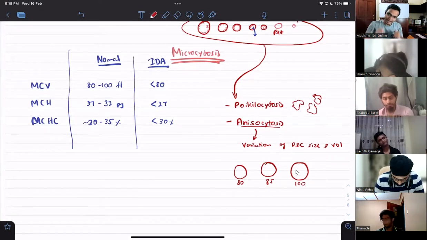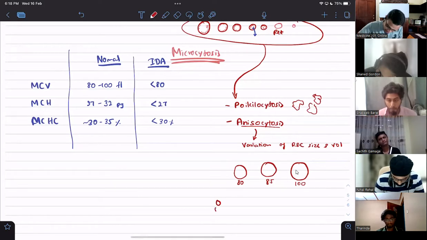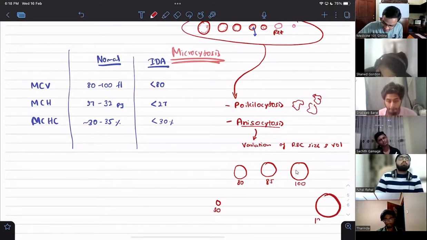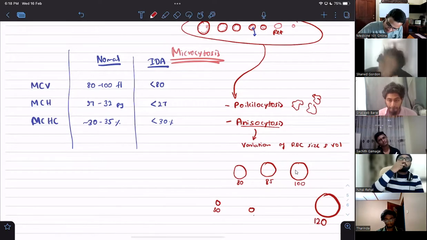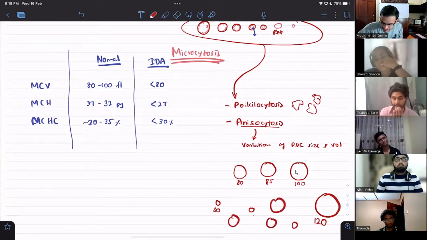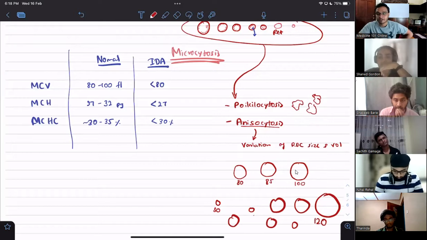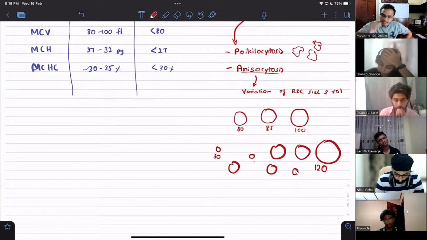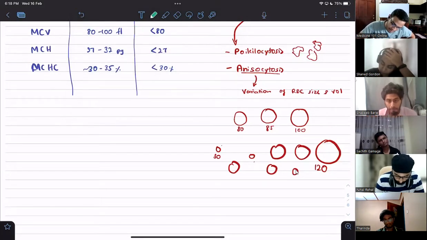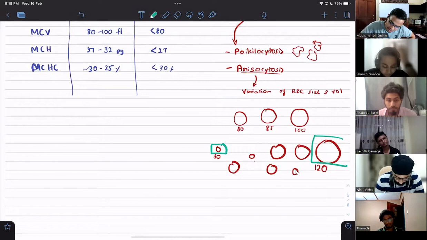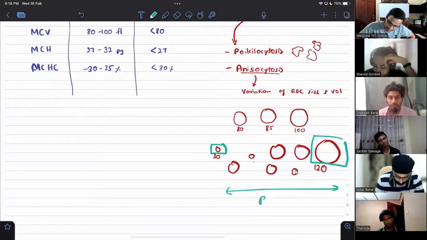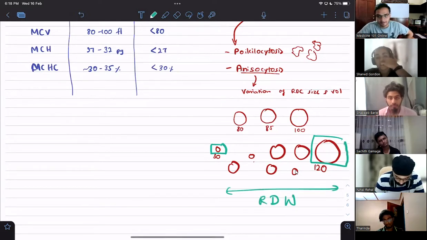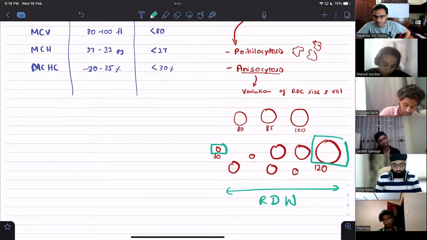What is happening in anisocytosis? They will have 50 femtoliter ones. They will have 120 femtoliter ones, right? Very small ones, very large ones, a cocktail of different sizes of the RBC. This is what we call anisocytosis. The difference between the smallest one and the largest one is what we call the red cell distribution width, RDW.